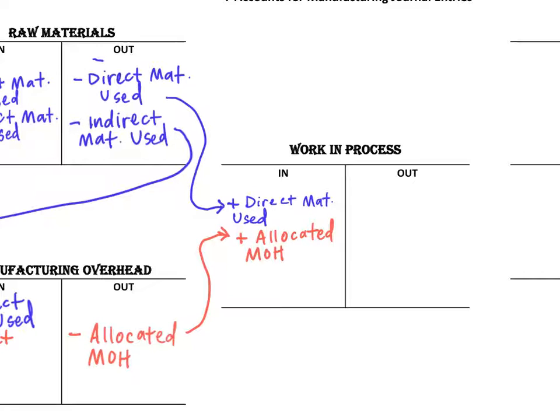Now let's complete the work in process T account. Just like raw materials, work in process will have a beginning balance and an ending balance on the debit side, which is the normal side, because this account increases with a debit and decreases with a credit. Work in process is where all of the product costs accumulate. So we already have direct materials and overhead, so we just need to add the last of our product costs, which is direct labor.